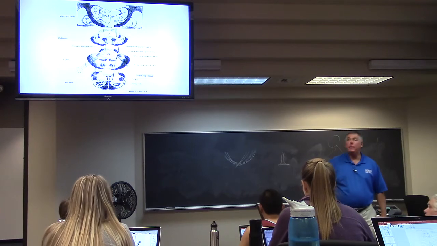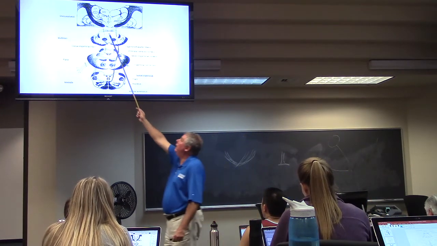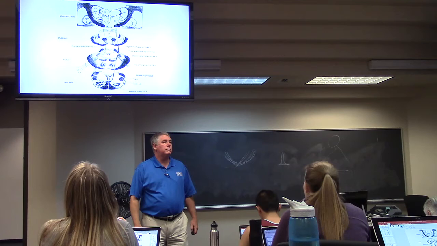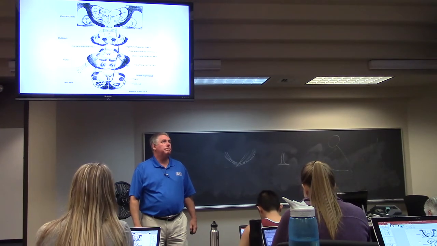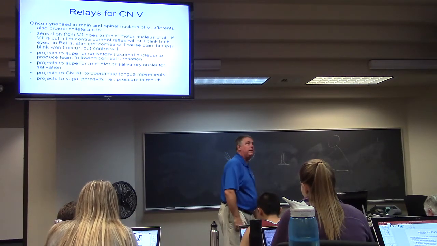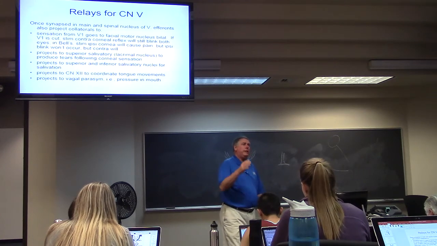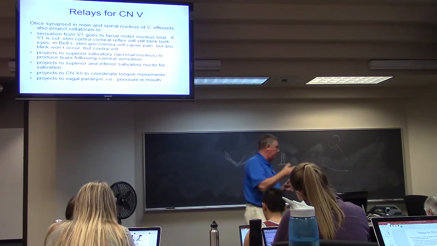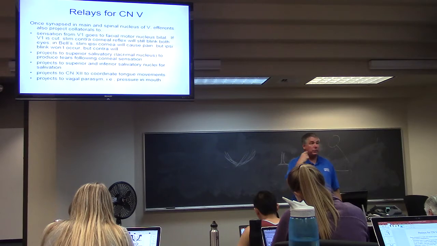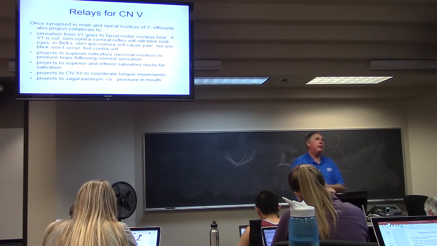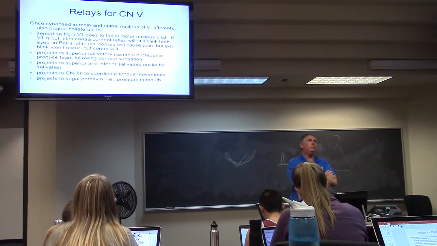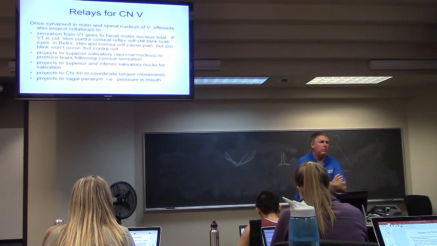Here's what it looks like. There's the VPM nucleus. There's the VPL. Here are some relays for 5 that are kind of interesting. Once you get the synapse going on in the spinal tract nucleus of 5, that nucleus also projects to other places, not just the VPM. One of the places: sensation from V1 goes to the facial motor nucleus, bilaterally.